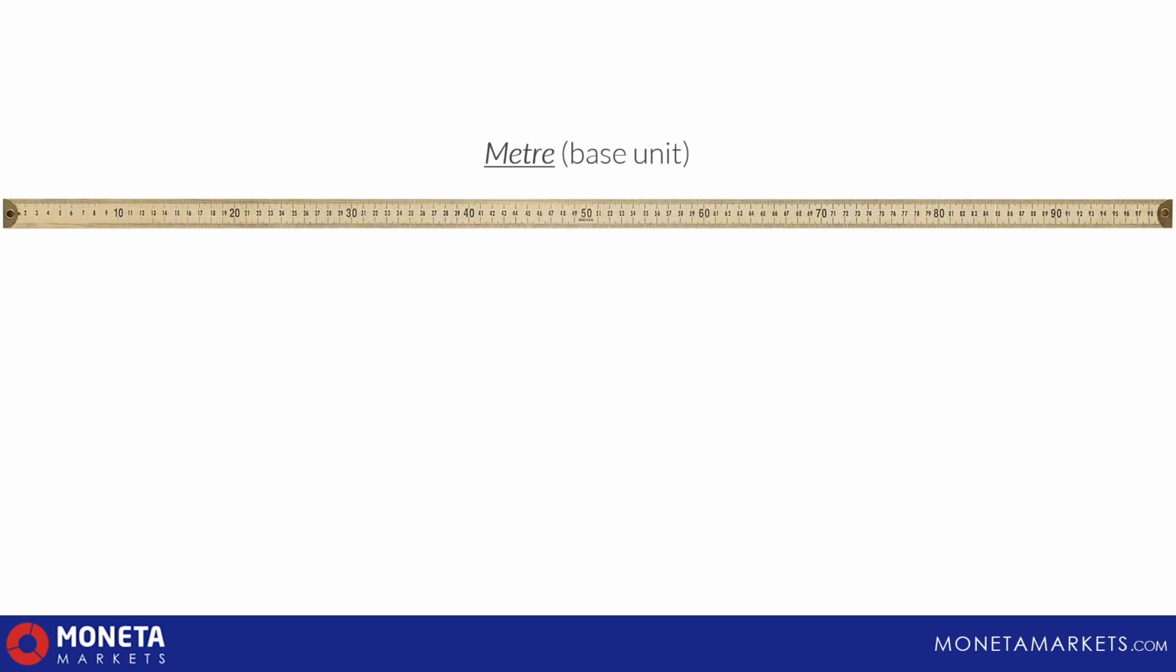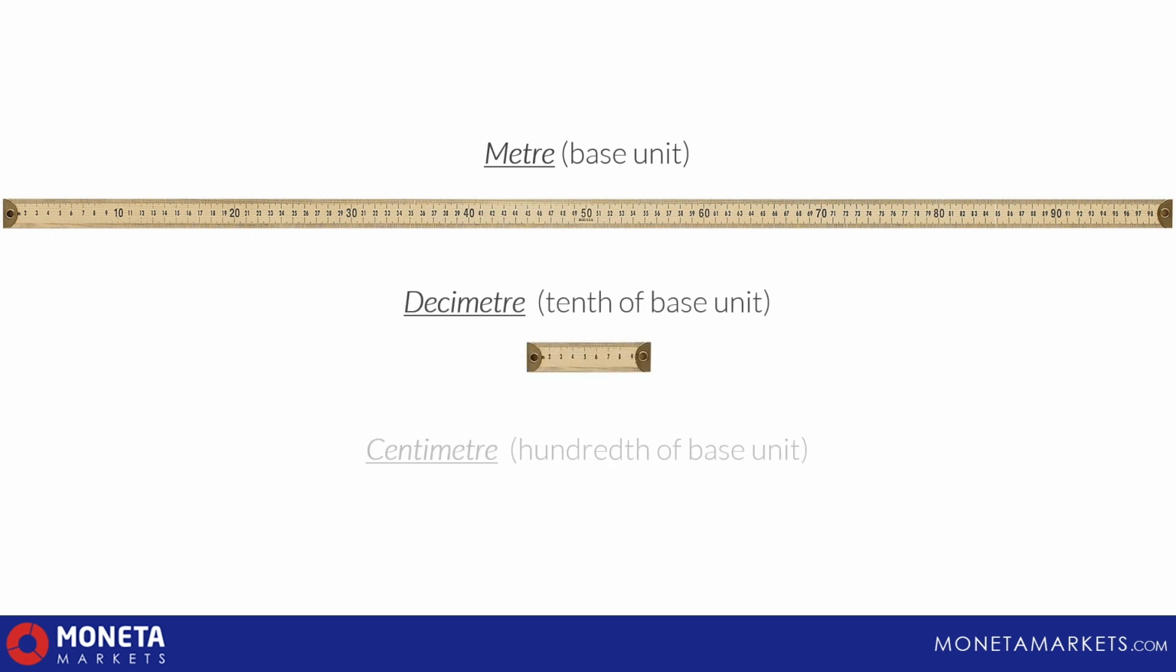Now a familiar example of this to help you remember might be looking at the metric system. So we have meter as the base unit, we have a decimeter being 1/10 of a base unit or 10 centimeters, and then we have a centimeter being 100th of the base unit. Nice and simple, 100 centimeters equals 1 meter. As we saw before, 100 micro lots equals 1 standard lot. The exact same principle applies.